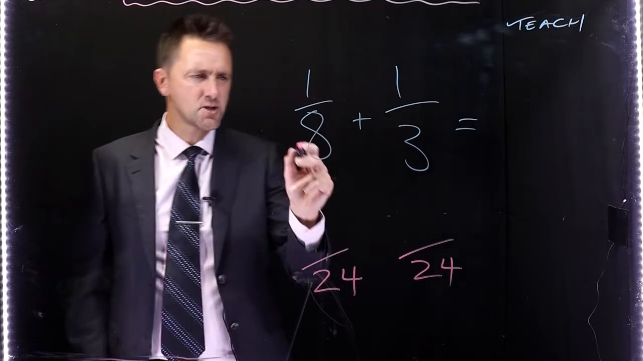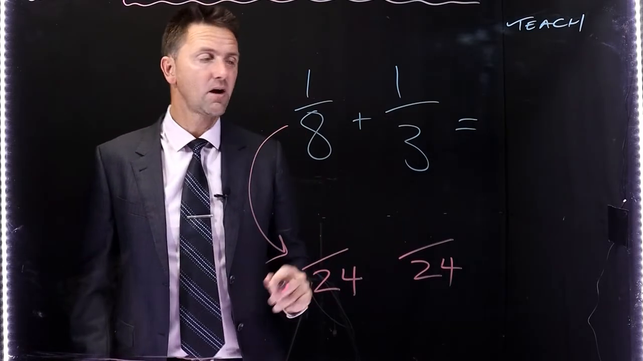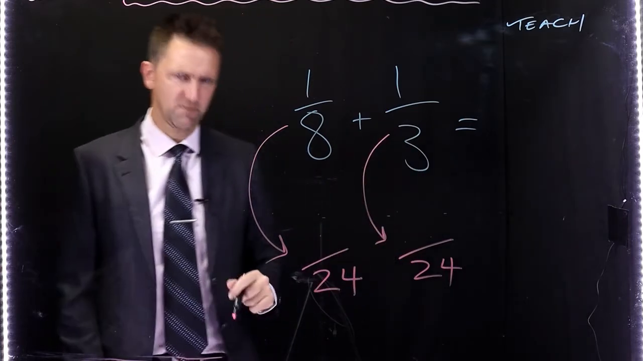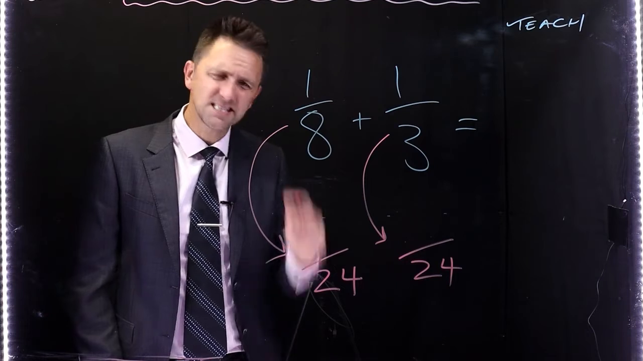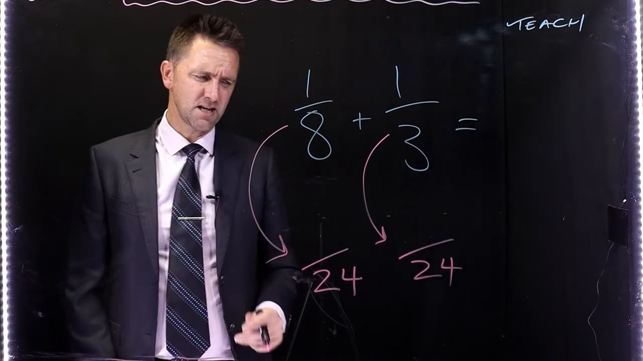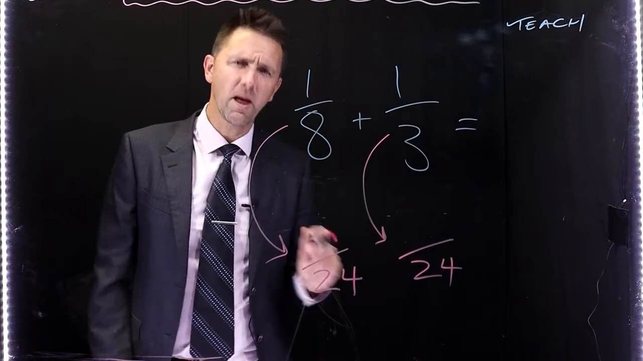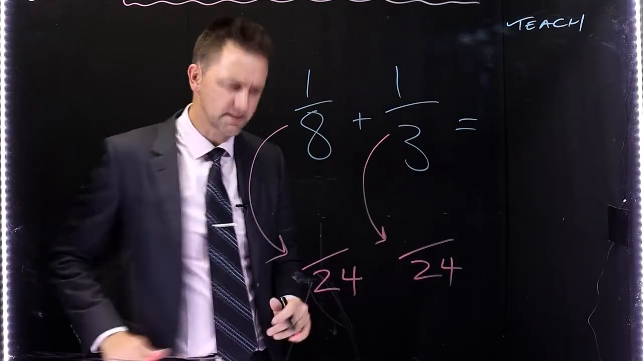So I'm going to change 1/8 into whatever it is out of 24, and I'm going to change 1/3 into whatever that is out of 24. And it's going to have the same value. It's still going to equal 1/8, but it's just going to be in 24ths now. Like here, it's still going to equal 1/3. It's just going to be in 24ths now. Here's how I do it.